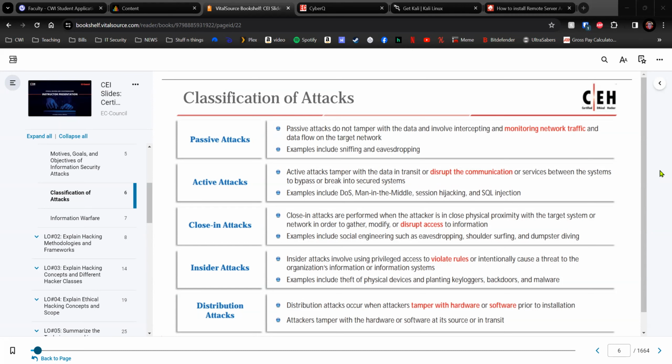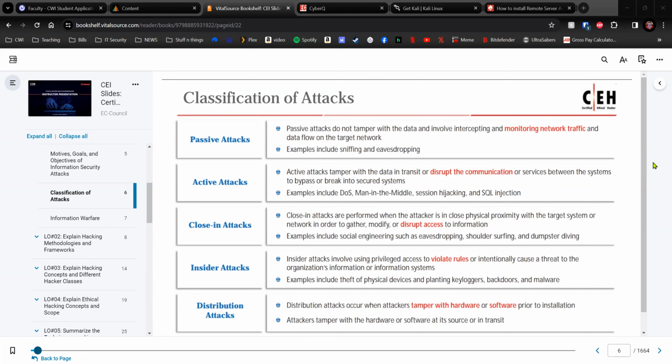Close-in attacks are performed when an attacker is in close physical proximity with the target system or network in order to gather, modify, or disrupt access to information. Examples include social engineering, like eavesdropping, shoulder surfing, and dumpster diving. Insider attacks, we've talked about this before. These are the ones where they use their privileged access to violate rules or intentionally cause a threat to the organization's information and information systems. So theft of physical devices, planting keyloggers, backdoors, malware, things like that.